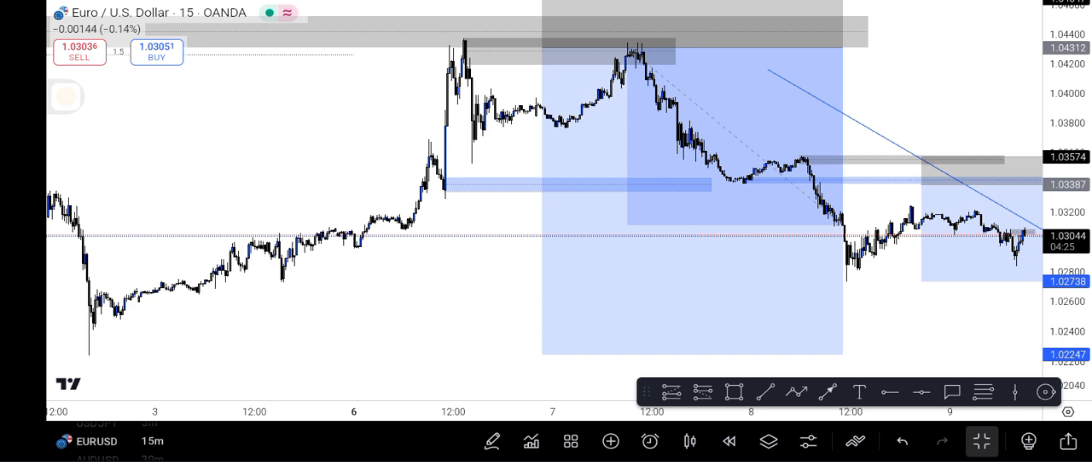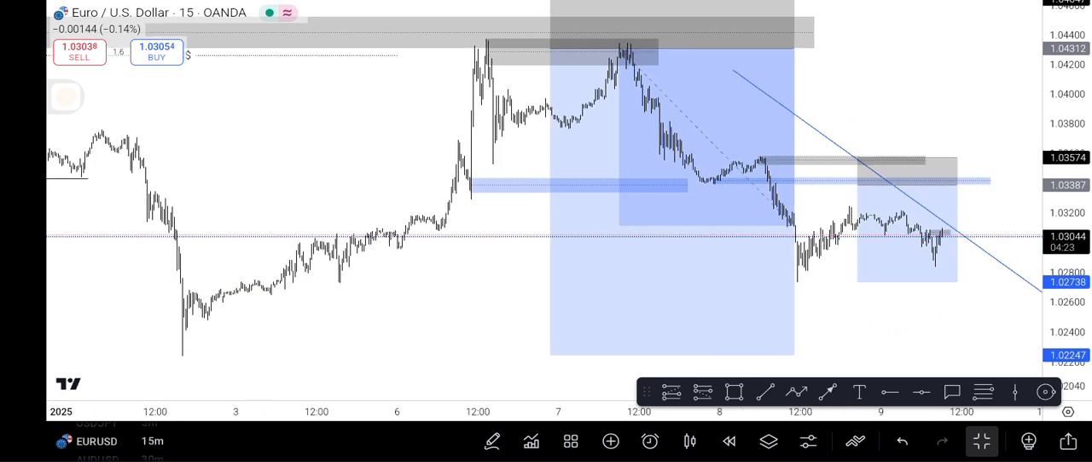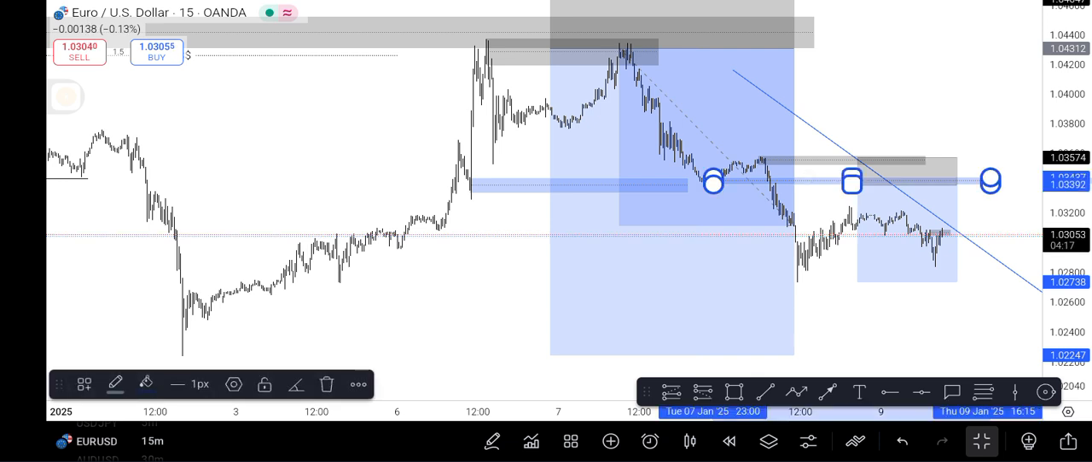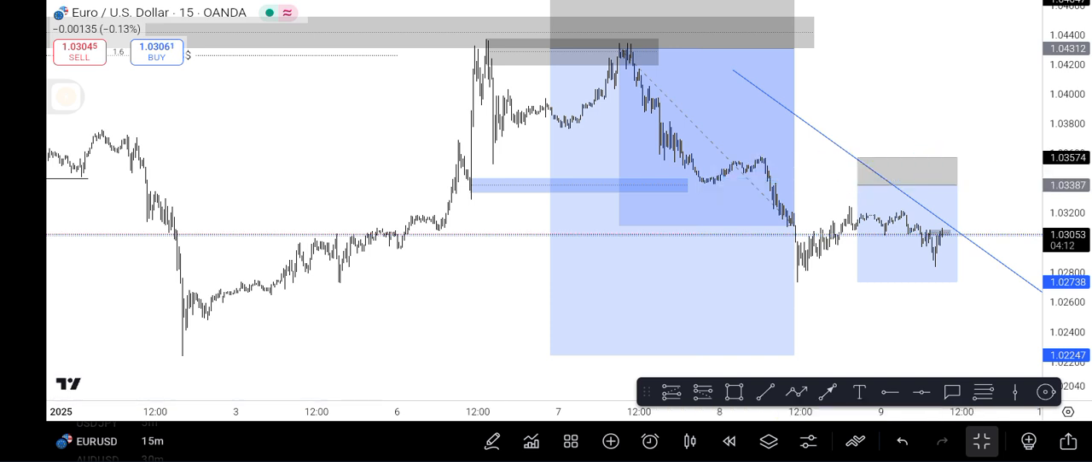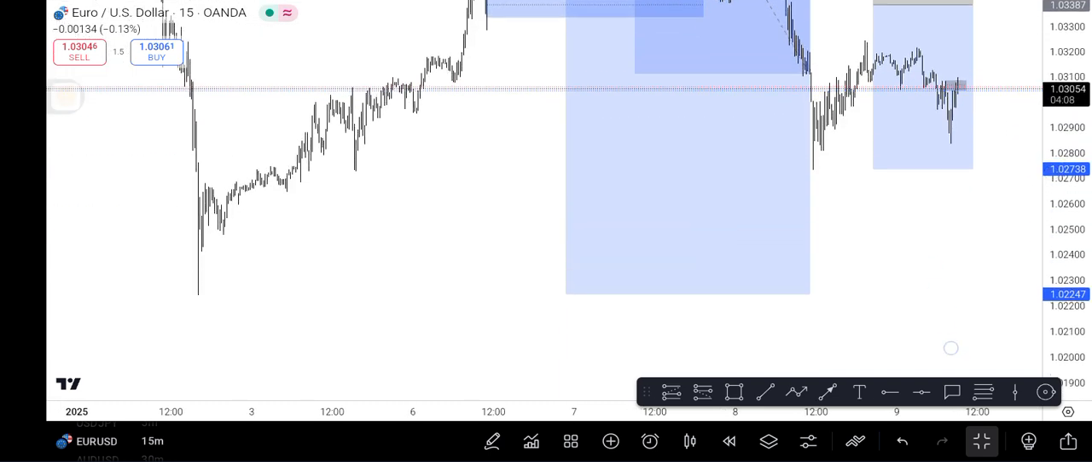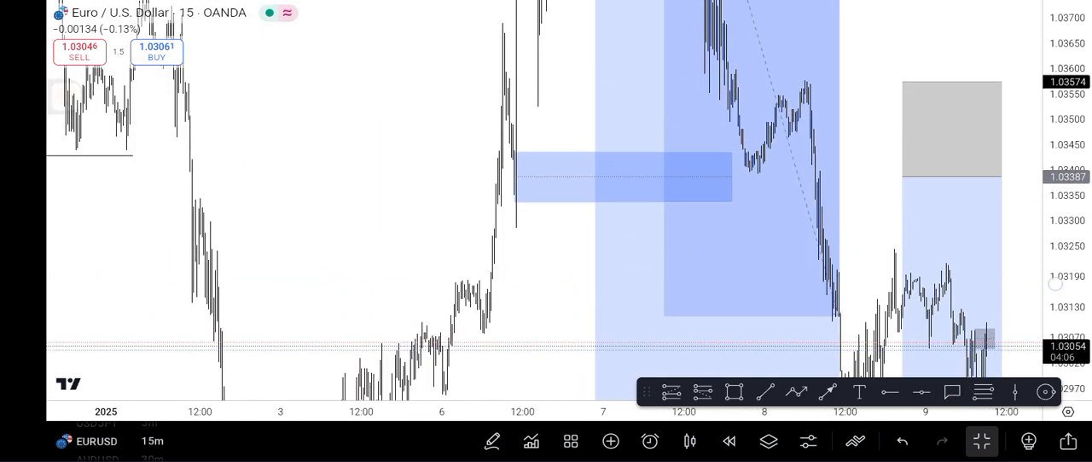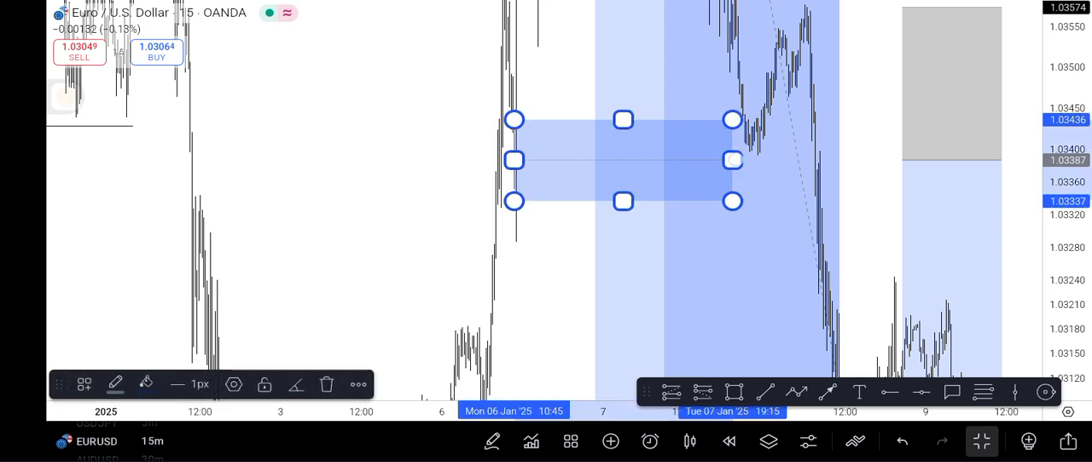However, like I said, the cons of using the confirmation entry is the fact that you tend to miss trades. So let me delete all of this. So guys, you can see the next POI. Let me do this. I want you to see what is happening here.